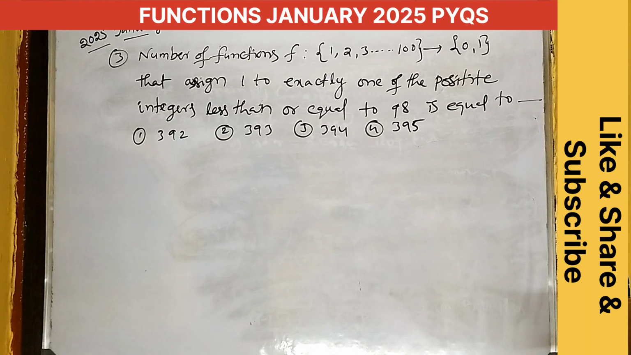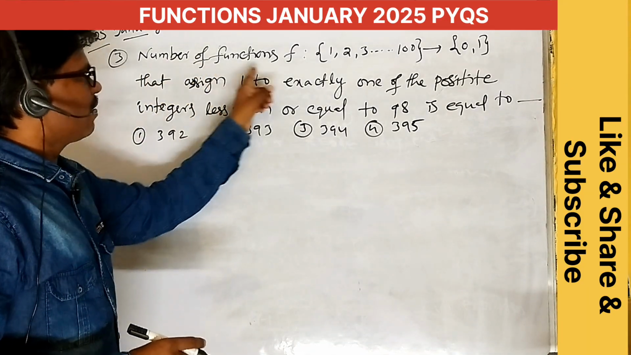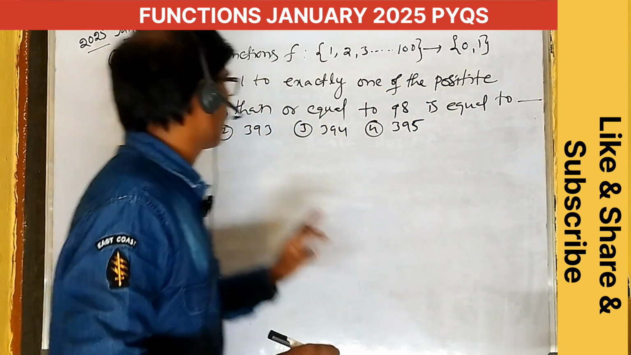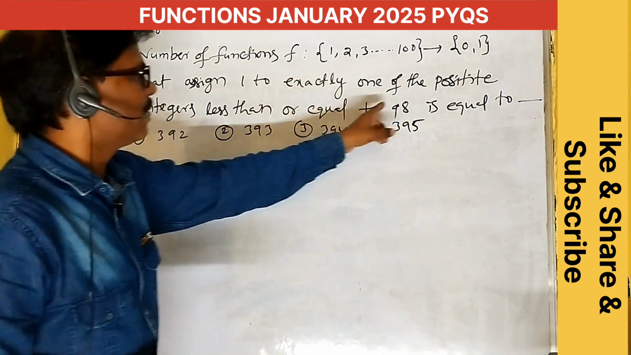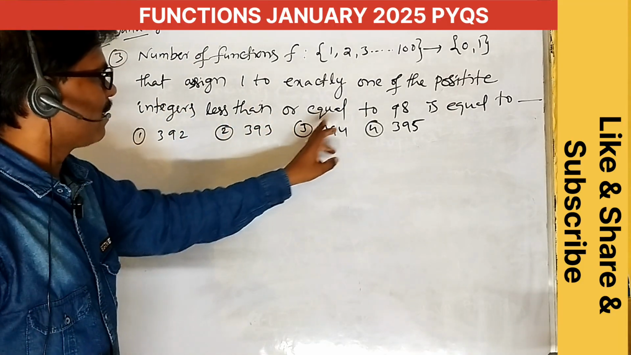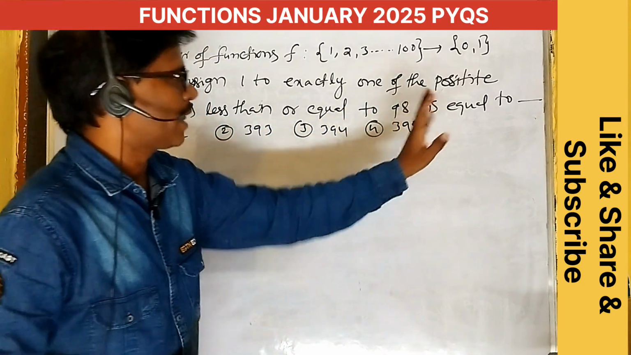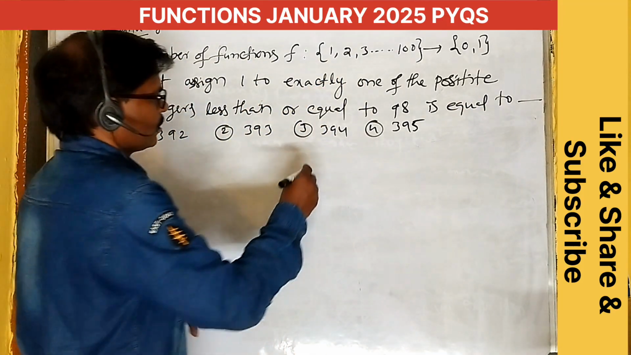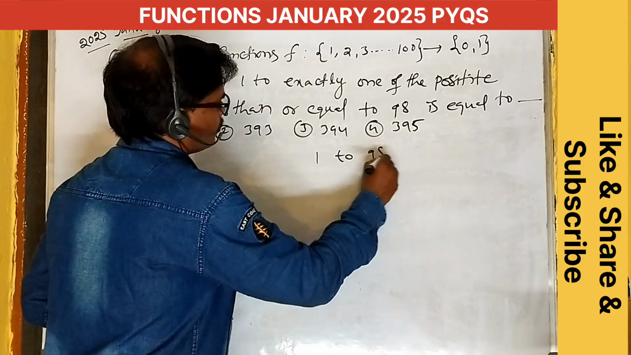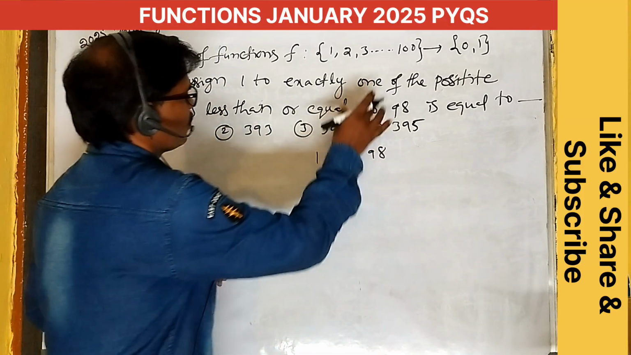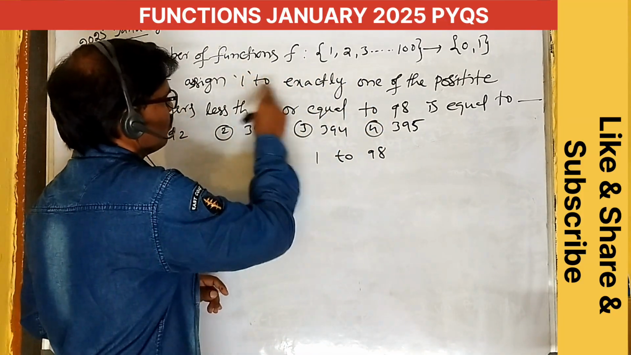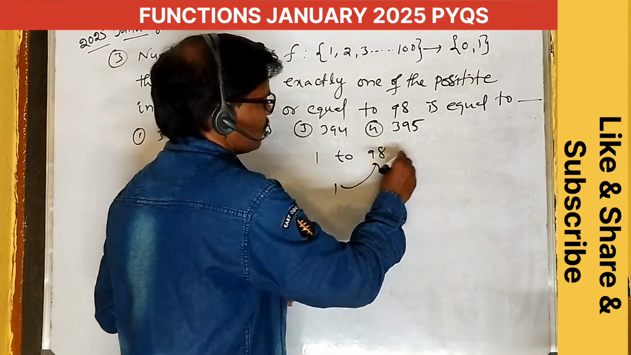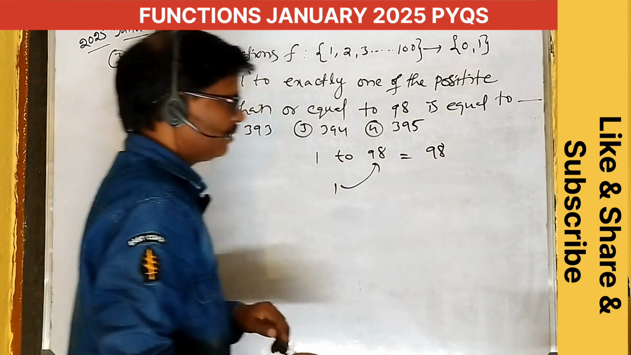This is question number 3. Number of functions f from 1, 2, 3 up to 100 to 0, 1 that assign 1 to exactly one of the positive integers less than or equal to 98. Here 1 to 98. How many functions? By using 1 only, here 1 to 98 functions. So how many functions are formed here? 98 functions are formed.